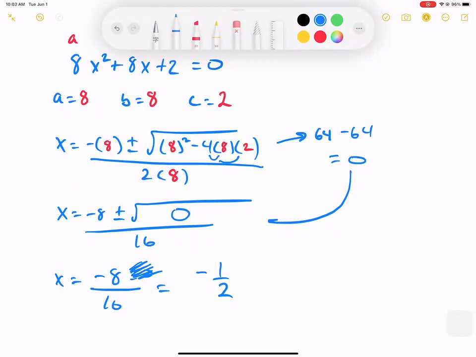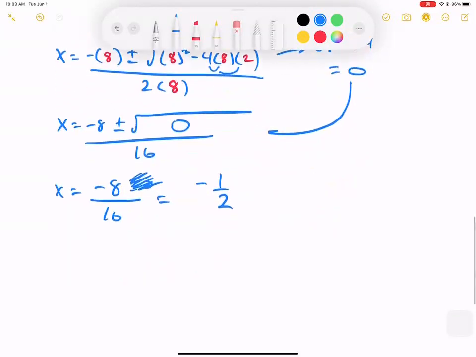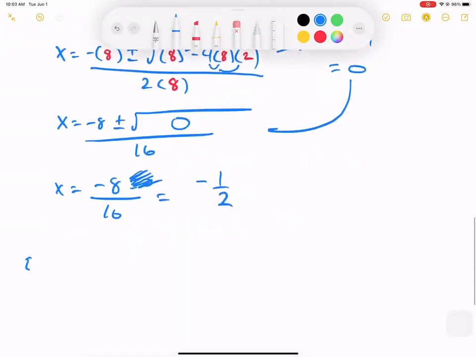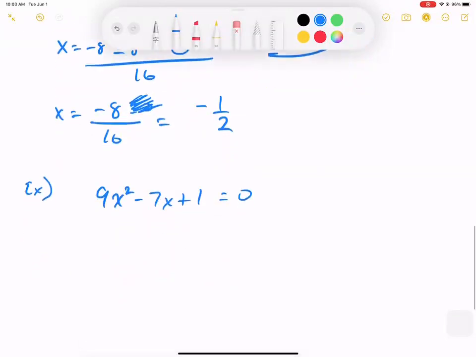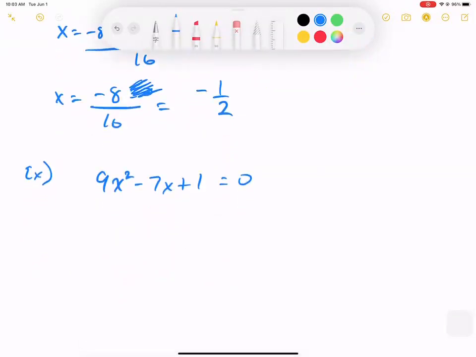Okay, let's try another problem. Now this one you will need your calculator for. It's going to be 9x squared minus 7x plus 1 is equal to 0. Now again, remember for this IXL, you're going to have to show your work, and you're going to take a picture of about 10 problems, and you're going to submit those along with your IXL work.